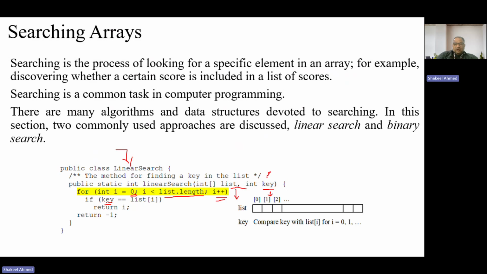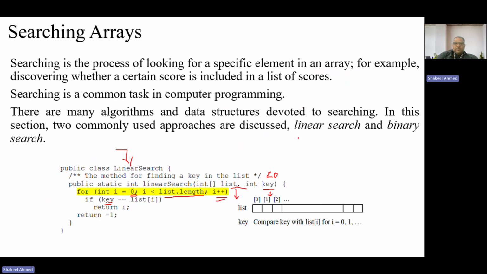For example, I told you that you will be looking for 20. So if 20 is equal to the list at index 0, return it. If not, return -1. So keep on checking, checking. When you get that value, it will return that index, or it will directly return -1. So keep on repeating over here: key compared with list[i], for i equal to the starting index, and it keeps on repeating.